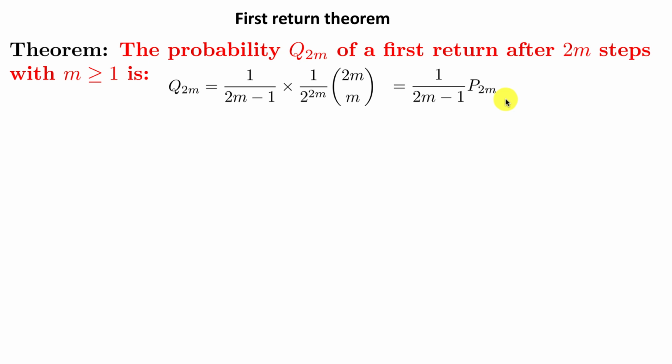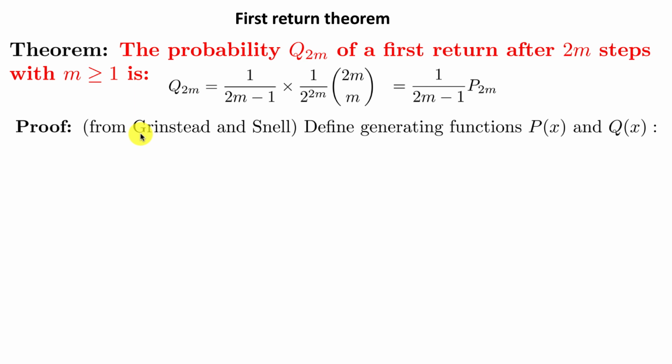And the proof that I'm going to give you is from this book by Grinstead and Snell. We start by defining generating functions P of x and Q of x. So P of x is defined as the sum from m equals 0 to infinity of p2m x to the power m. Note here that m is 0, 1, 2, 3, 4, 5, 6, etc., whereas the index is 0, 2, 4, 6, etc. And we've done this because if we have p2m plus 1 or minus 1, that's an odd number, and that p would be equal to 0, as discussed earlier.